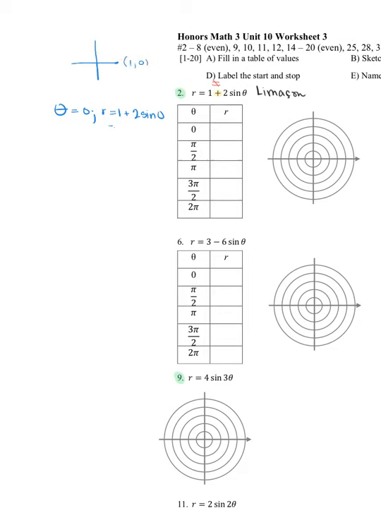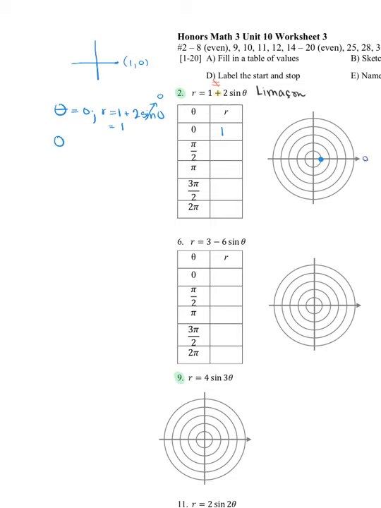Sine is my y value. So then that means sine of 0 is just 0. And so then I would have 1 plus 0, which is 1. And so when theta is 0, r is equal to 1. So on my graph, I'm just going to go out one circle here. So it's going to be a really tiny graph. So I'm just going to go out one circle there, at theta equals 0. So that would be 0 right here.